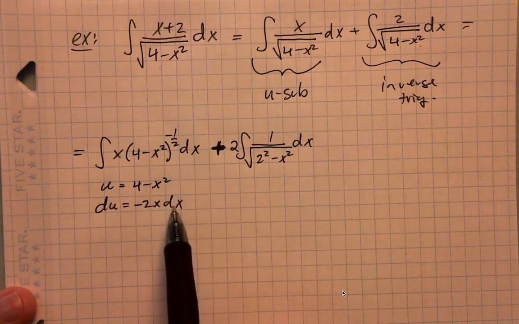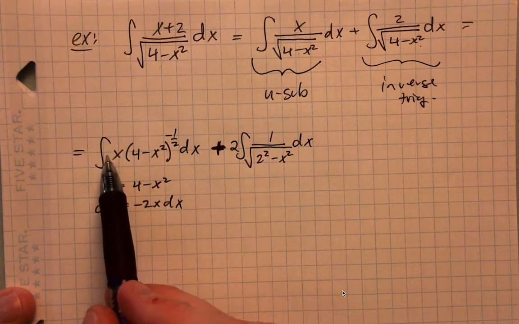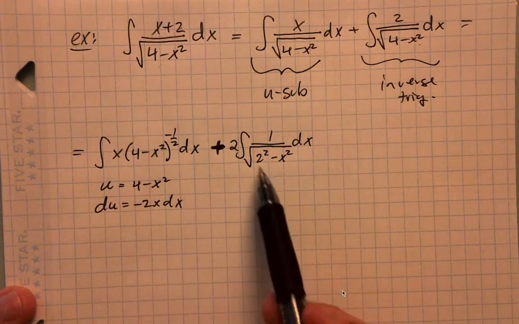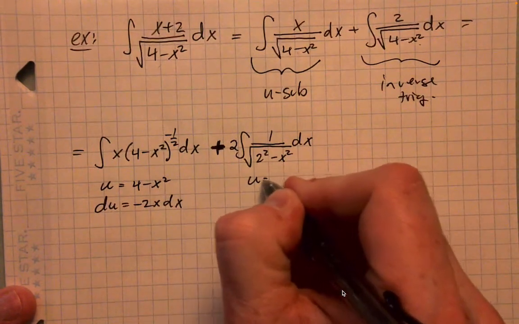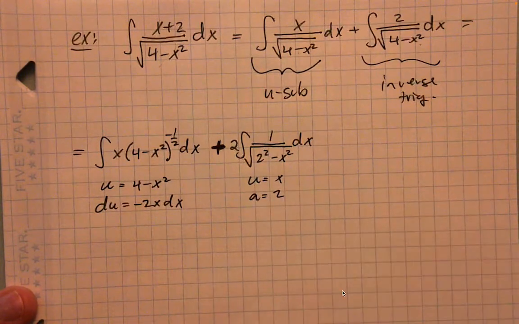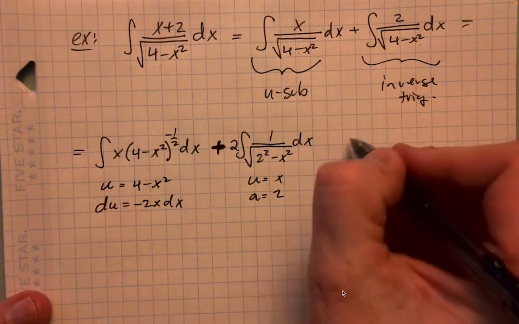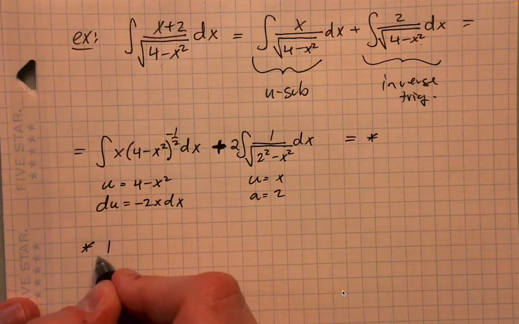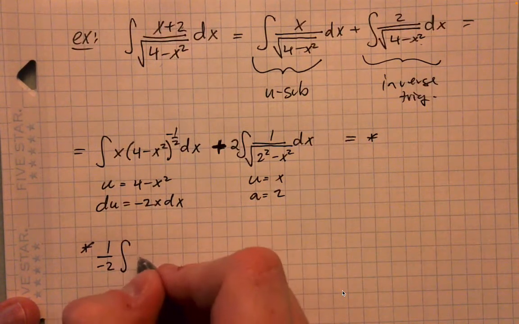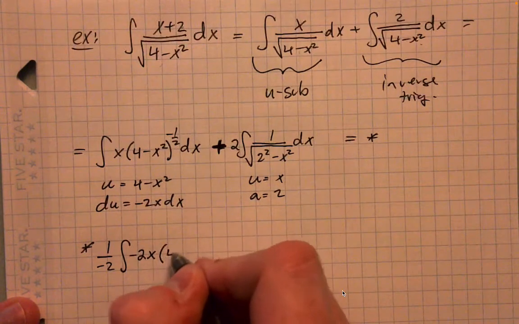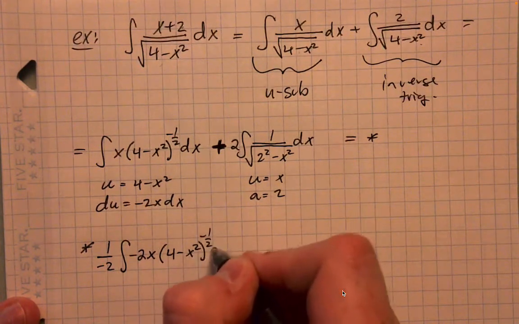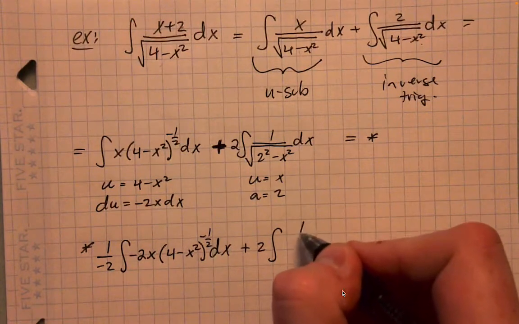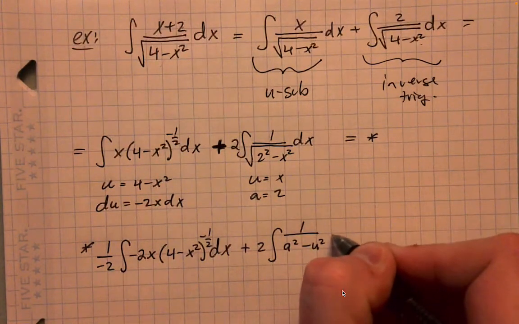Right, so to do the substitution, I'm really going to need another negative 2 out front, so I can easily do that. I can just multiply and divide by negative 2. Over here, I'm good. u over here is going to be equal to x, and a over here is going to be equal to 2. All right, so those are going to plug in nicely. And so let's see if we can do this here. So for this first one, we're going to go 1 over negative 2 times the integral of negative 2x times 4 minus x squared to the negative 1/2 power dx. Plus 2 times the integral of 1 over the square root of a squared minus u squared du.